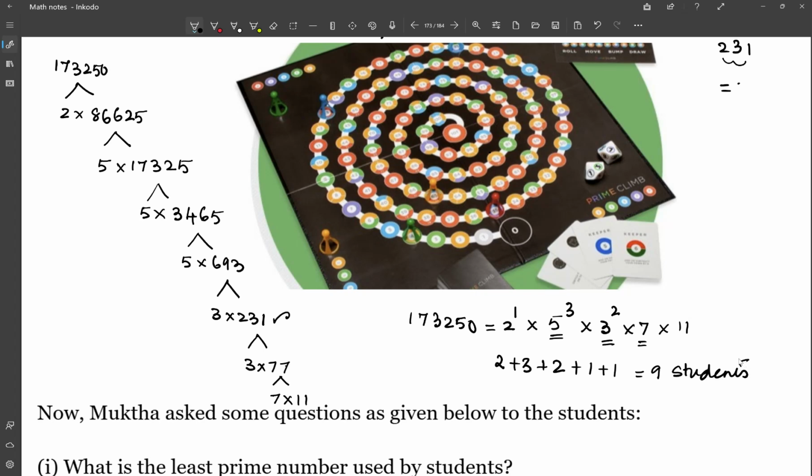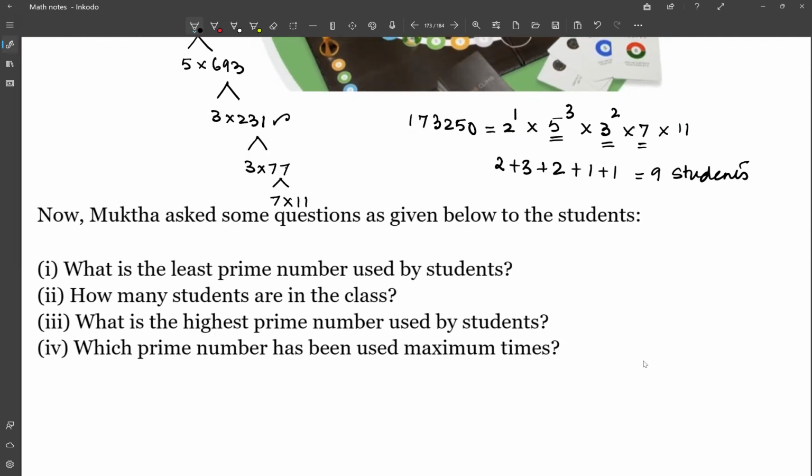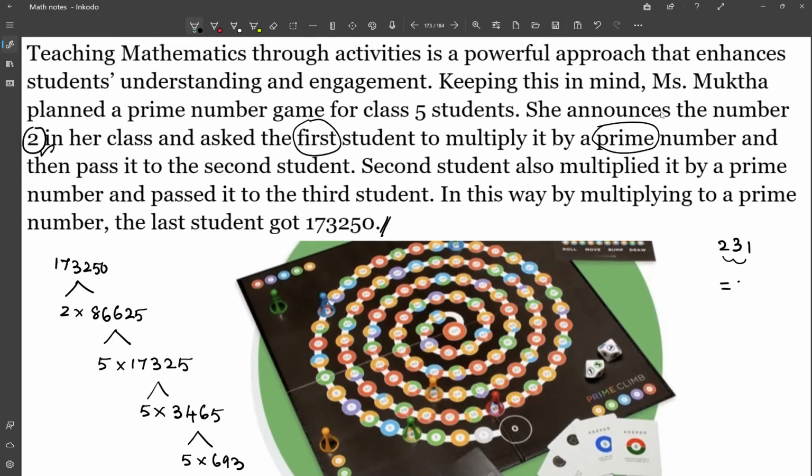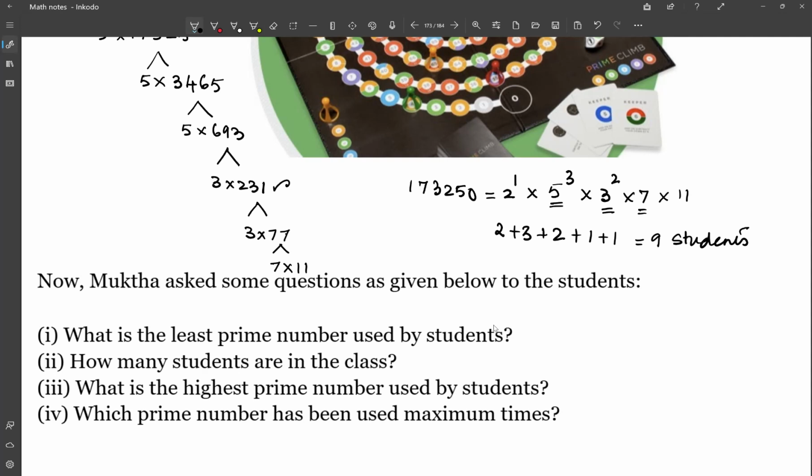Now we'll take a look at the questions. What is the least prime number used by the students? Now we have to be careful, because she announces the number 2. So which means she announces this number and it's not her students. Miss Mukta, she announces 2. So we have to discount. Maybe it's not 9 students. We have to discount 1 from it, which means 8 students have operated, because the initial 2 is not operated by the students, it is operated by the teacher.